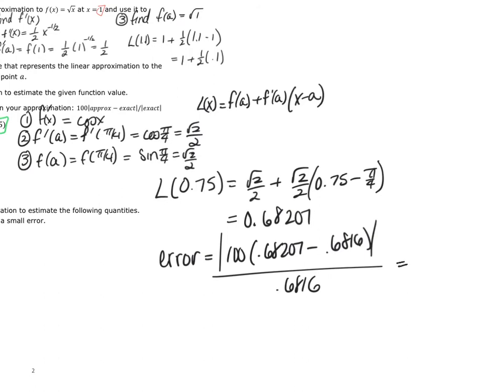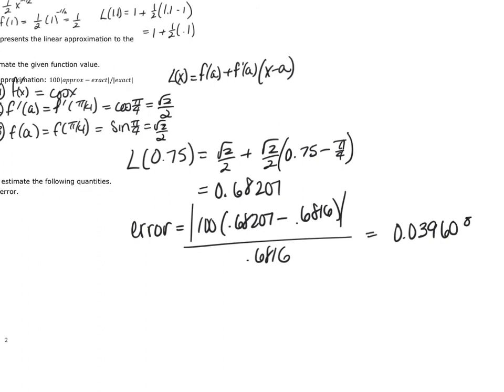0.03960. Did you multiply it by 100? Yeah. So what is it? 0.03960. So that's already in percent. If you multiply it by 100, that's already in percent. So that's actually a pretty good approximation for the 0.75, because my error is pretty low, it's less than 1. If my error is less than 1, then that's a pretty good approximation.